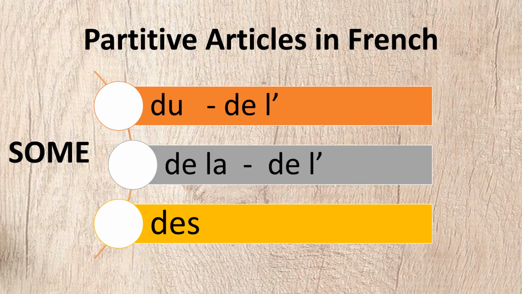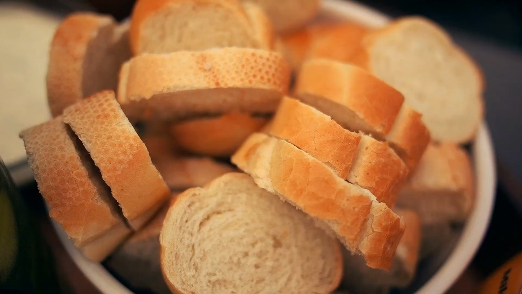Now, have you noticed that I've got de and L apostrophe? Well, that will be for words which are either masculine or feminine, but which begin with a vowel or a silent H. So let's start.